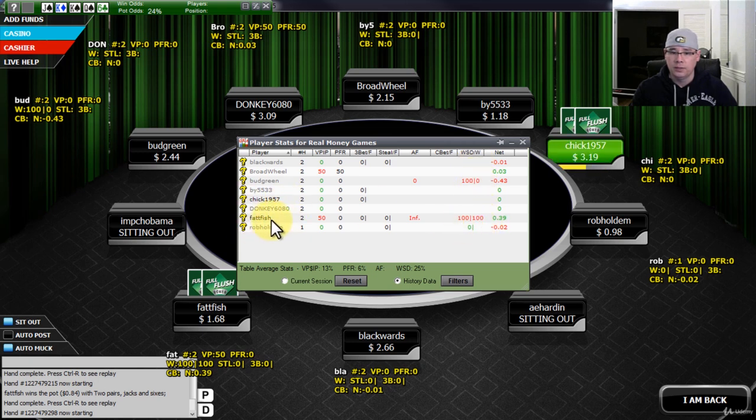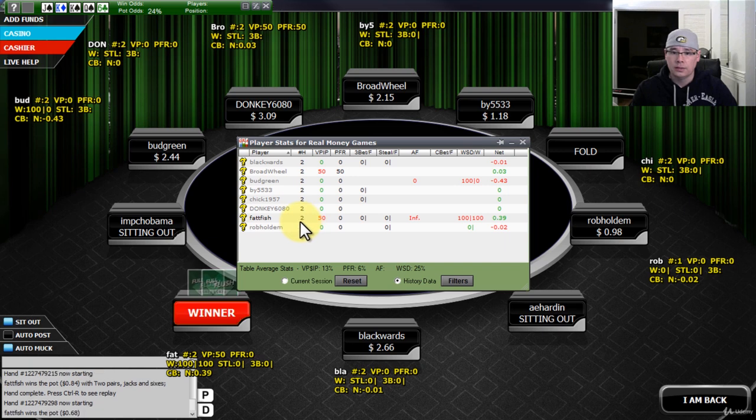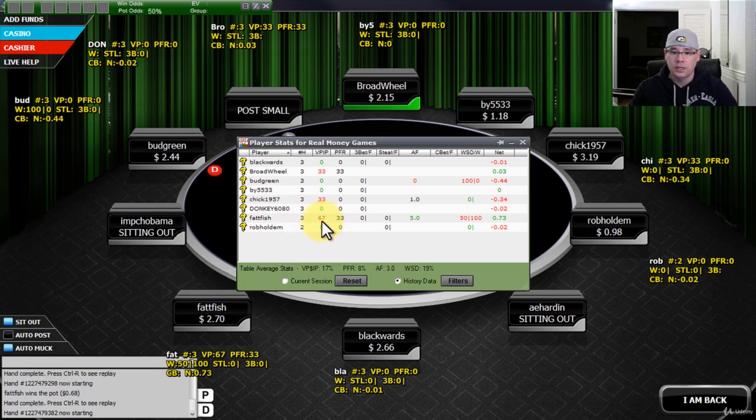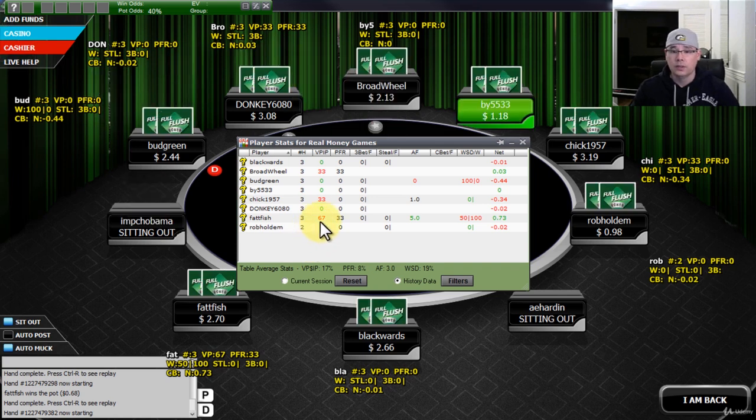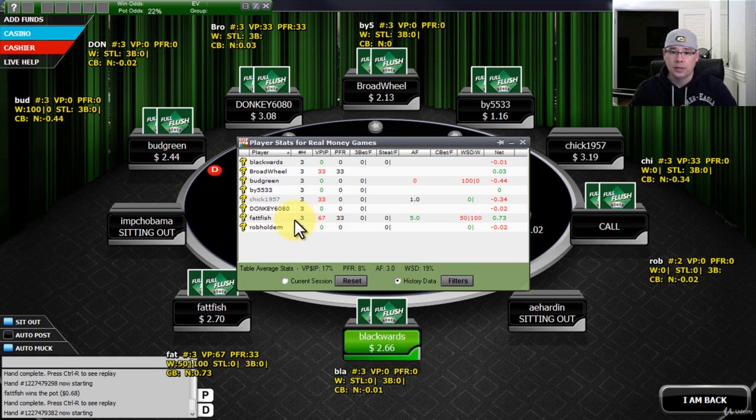So for example, Fat Fish, we have 2 hands on him. His VPIP is 50%, so he's limped in. Well, now it's updated. This is what I'm talking about when it seamlessly updates and records. So we have 3 hands on him now, and he has limped in 67% of the time. So 2 out of 3 hands he's limped in or raised. Now out of those 2 hands, he's raised 33% of the time. So he's played 2 hands. One of them he's limped in, and one of them he's raised.